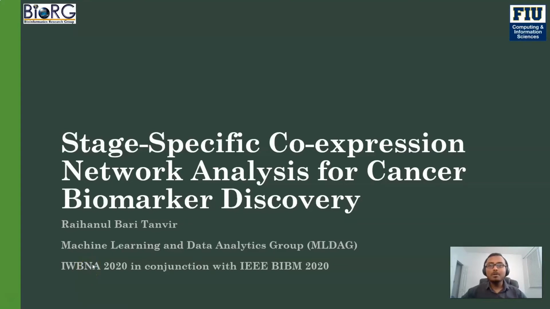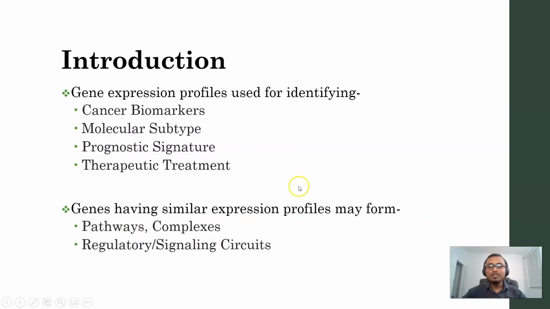Today I am presenting my paper, which is stage-specific co-expression network analysis for cancer biomarker discovery. So, whenever there is any cancer research to determine the cancer biomarkers, molecular subtypes, prognostic signatures, or therapeutic treatment, the most commonly used dataset is the gene expression data. In the gene expression data, gene expression means the quantification of the transcript product which is produced by a gene for that particular sample or a particular cell.